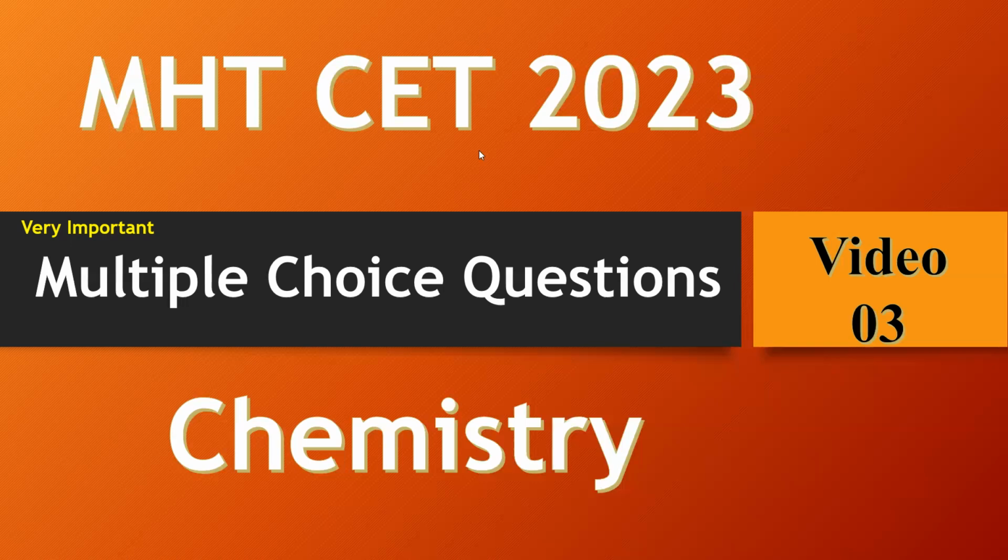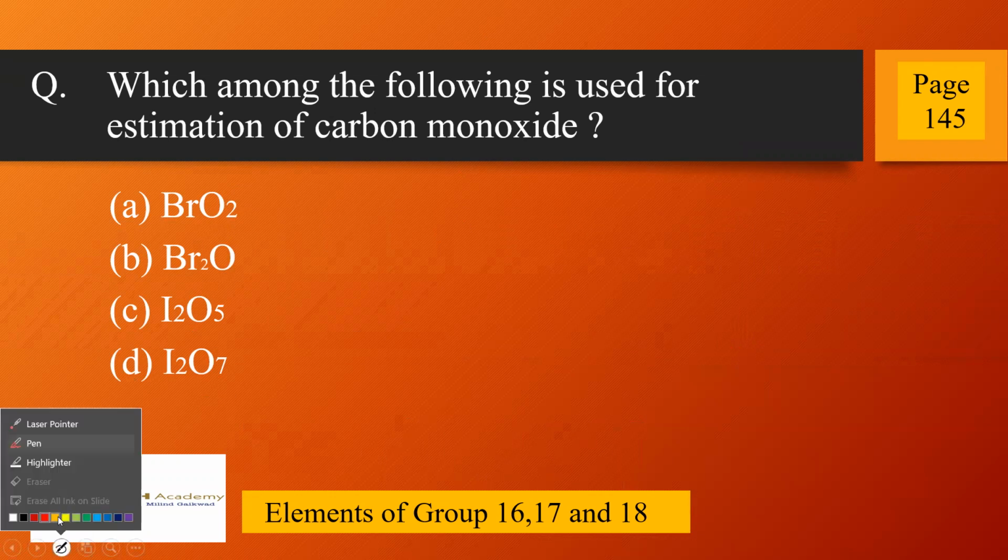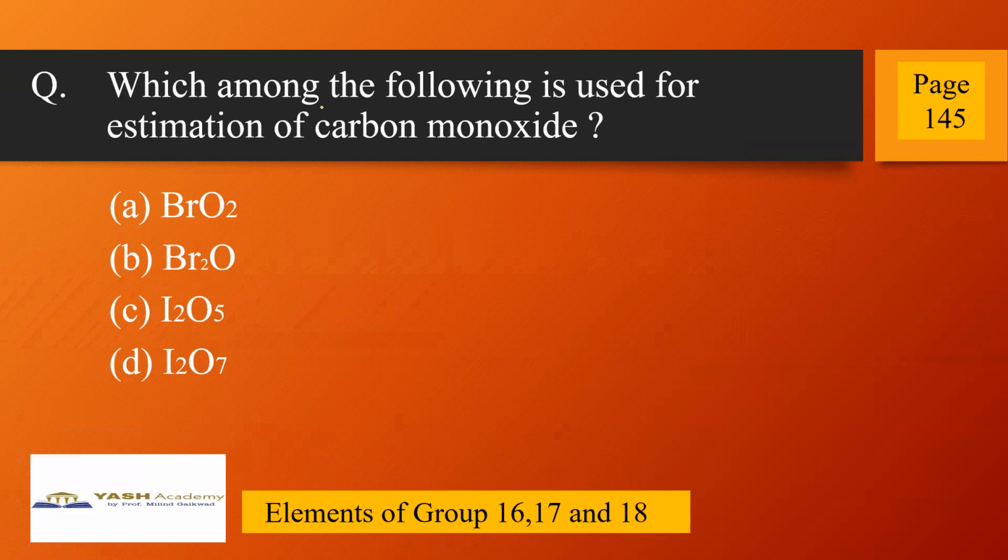आता आपण फारसा वेळ न घेता सुरू करतोय. First question, which among the following is used for the estimation of carbon monoxide? Here options are BrO2, Br2O, I2O5, I2O7.